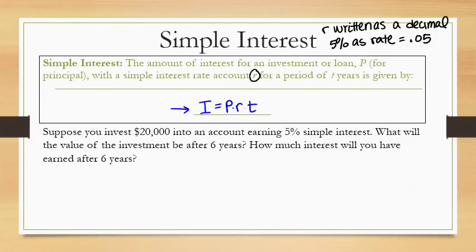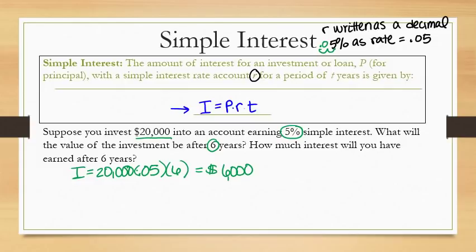So let's figure out how much interest they've earned after 6 years. So interest equals the principal, so again that's the amount that you either invest or take a loan out for, times the rate, so we had 5%, so we would write that as a decimal, 0.05. Remember, to go from a percent to a decimal, you take the decimal point and move it over 2 spots to the left. So the principal times the rate times the time in years, it said for 6 years. When you substitute that into your calculator, you'll get $6,000. So that means that after 6 years, this investment earned $6,000 in interest.